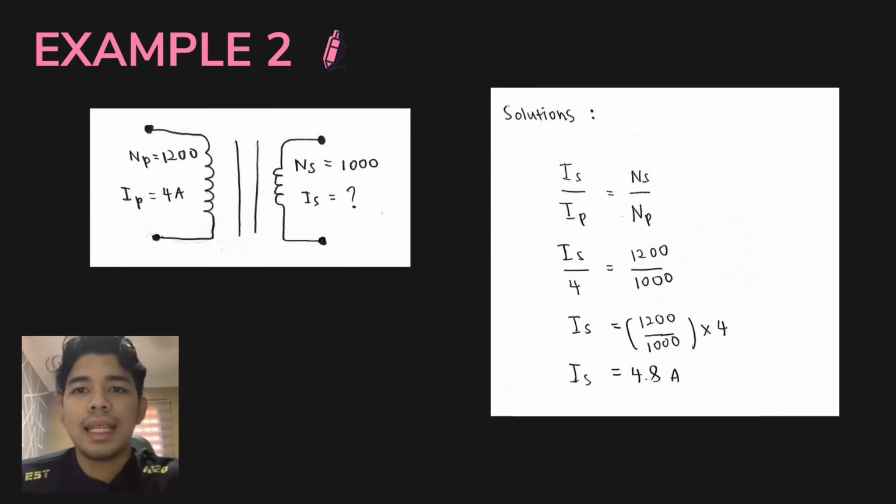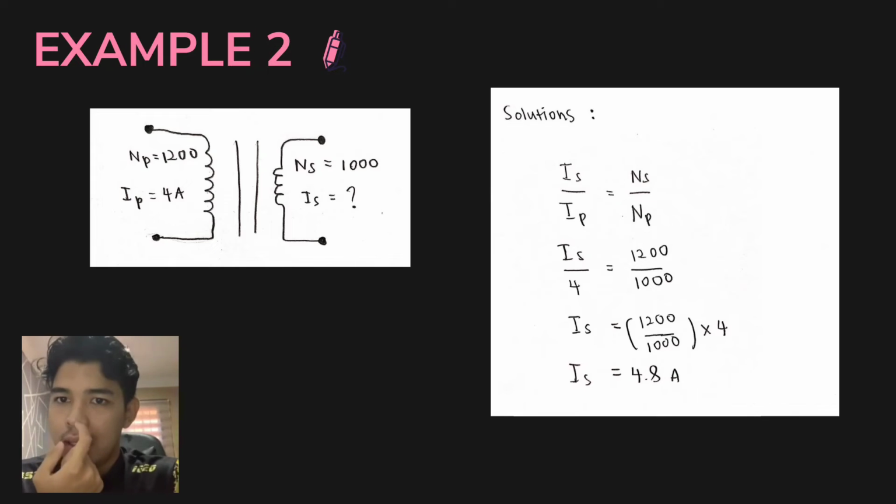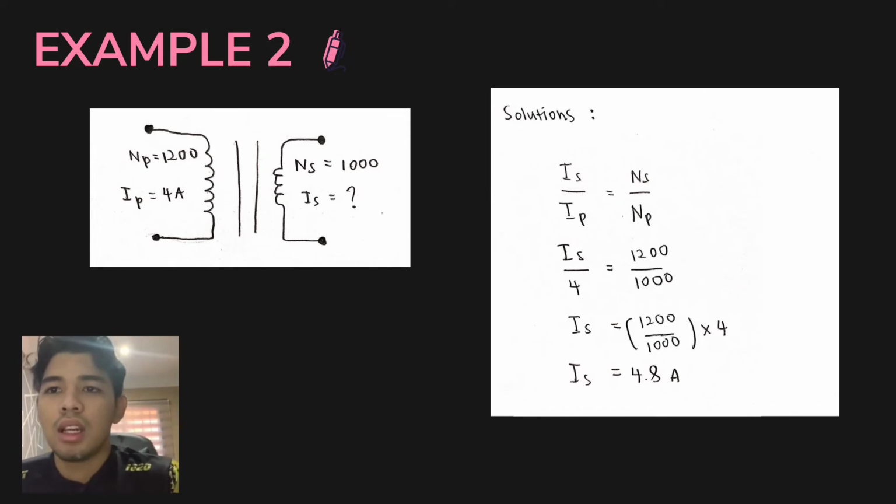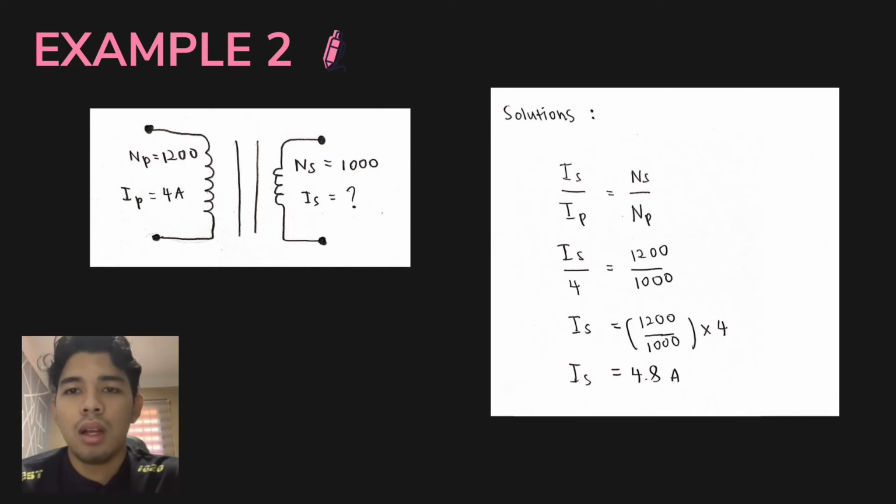Okay, for the second example question, a transformer has a primary coil with 1200 loops and a secondary coil with 1000 loops. If the current in the primary coil is 4 ampere, then what is the current in the secondary coil? Same as example 1, we use IS over IP equal to NS over NP. Insert into the formula, and the solution is 1200 divided by 1000 and multiplied with 4. And the answer for current secondary is 4.8 ampere.